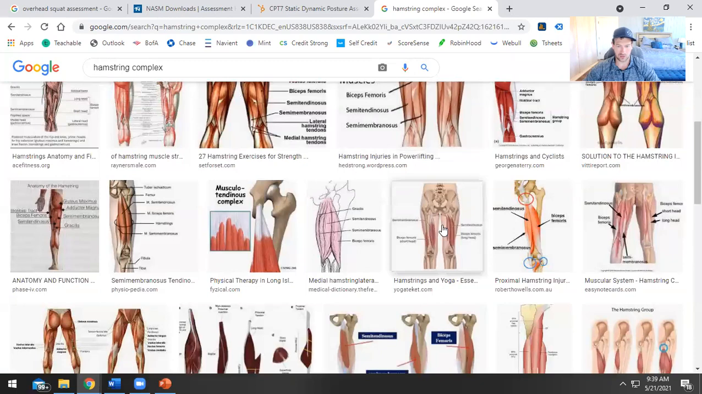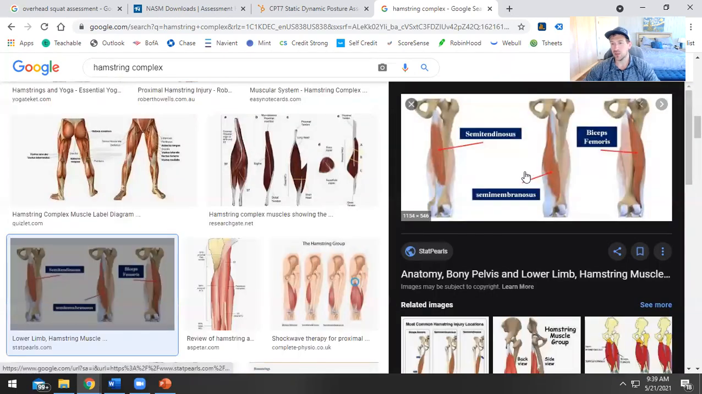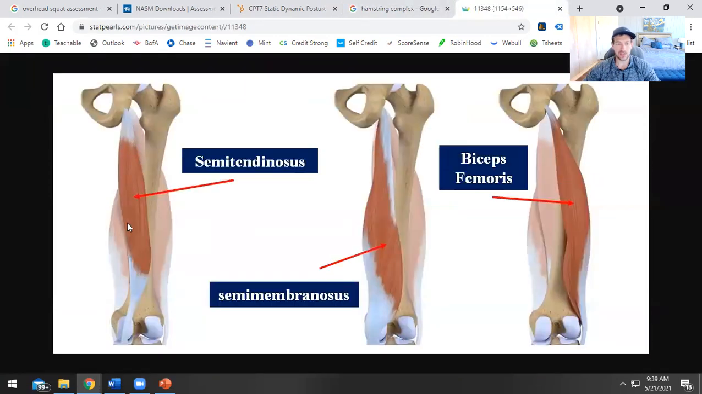Just give me. Ooh, do I like that? I like that. So we can see here, you've got your medial hamstring. These are the 2 muscles that are on the inside portion of your thigh. And then you've got your lateral hamstring, that's your biceps femoris. This is the one that causes external rotation.